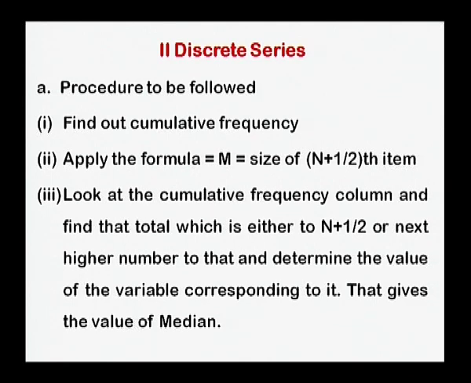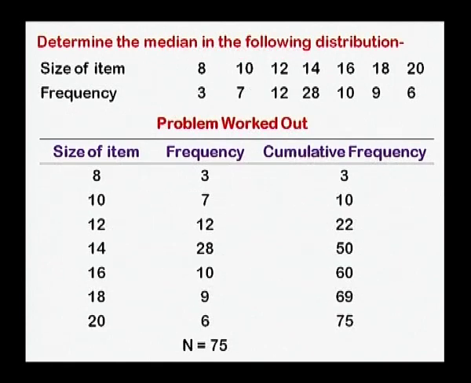Now, this can be properly understood with the help of this problem. Determine the median in the following distribution. Size of item is 8, 10, 12, 14, 16, 18 and 20, and frequency as given in this problem is 3, 7, 12, 28, 10, 9 and 6. Now, again we are required to arrange the size of item in the ascending order. So, we have arranged the size of item in the ascending order, that is 8, 10, 12, 14, 16, 18 and 20, and we also arrange the frequency accordingly.